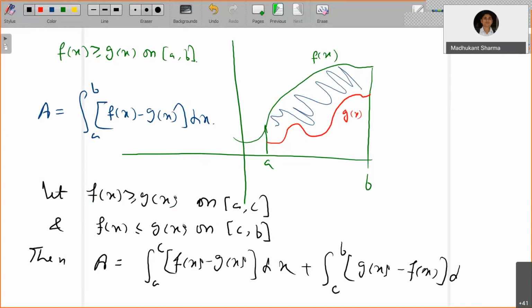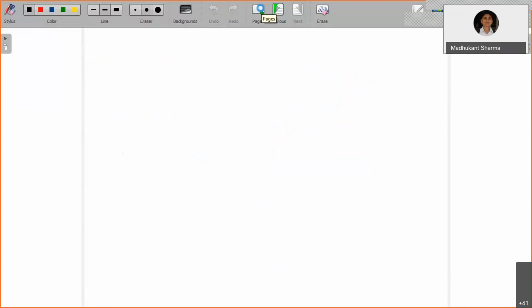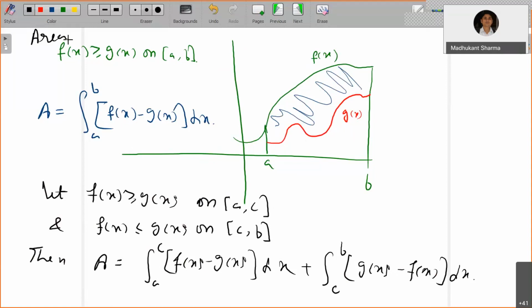F of x dx. Okay, so similarly for the polar curve, you can find the area between the curves for polar arcs as well. So this is the area between two curves. In curves, we are talking about the Cartesian coordinates.